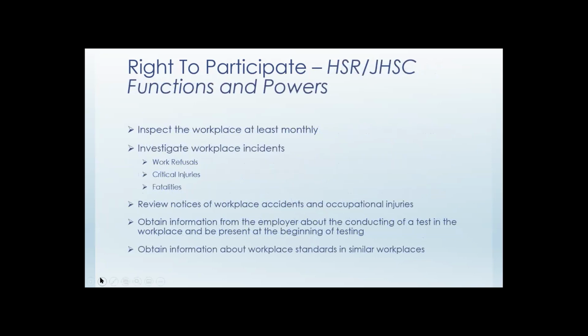Now we will briefly go over the functions and powers of a joint health and safety committee and a health and safety representative. Representatives and committees inspect the workplace at least once monthly. They also investigate workplace incidents, including work refusals, critical injuries, or fatalities. They review notices of workplace accidents and occupational injuries. They can obtain information from the employer about the conducting of a test in the workplace and be present at the beginning of testing. And they can obtain information about workplace standards in similar workplaces.